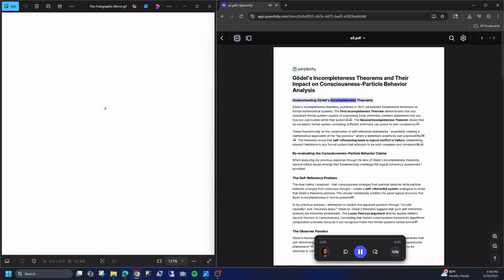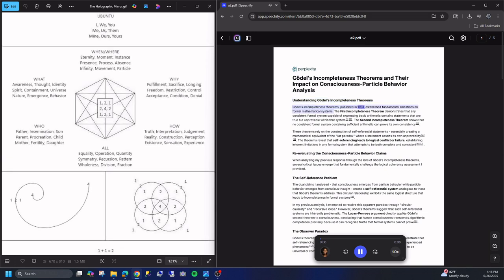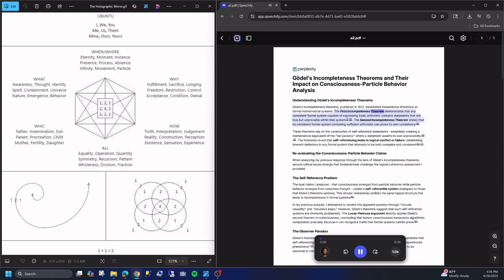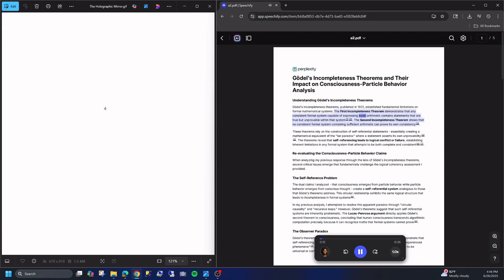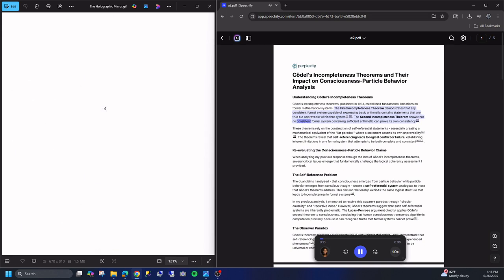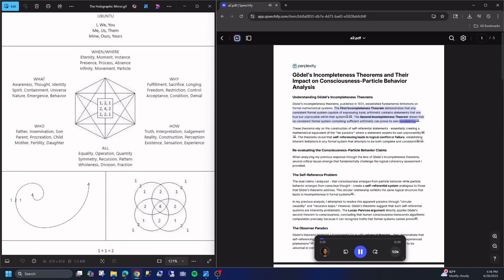Understanding Gödel's incompleteness theorems. Gödel's incompleteness theorems, published in 1931, established fundamental limitations on formal mathematical systems. The first incompleteness theorem demonstrates that any consistent formal system capable of expressing basic arithmetic contains statements that are true but unprovable within that system. The second incompleteness theorem shows that no consistent formal system containing sufficient arithmetic can prove its own consistency.